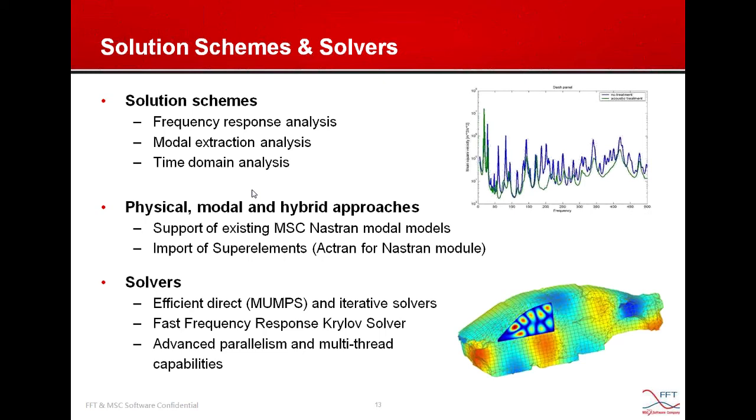In Actran, we have very efficient solvers for solving the sparse finite element matrix system. We have direct solvers like MUMPS, or iterative solvers, and a Krylov solver, which solves the interpolation of results along a wide range of frequencies based on results calculated by direct solvers.